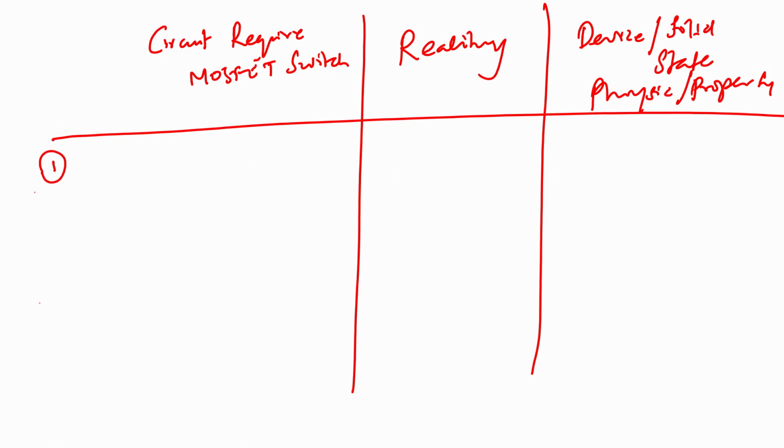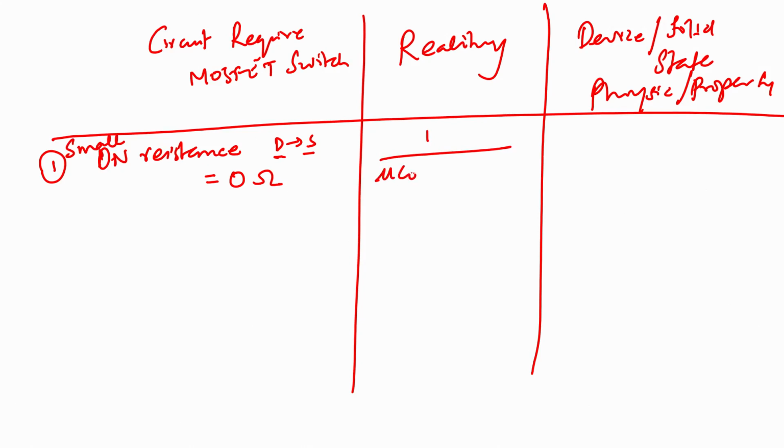So the first thing, what is the ideal property of a switch when the switch is closed? Let us say what is the on resistance of the switch, that is from drain to source. Since we are using MOSFET, we will just say drain to source. Now what we would really like is that this be 0 ohms. We are talking about small signal resistance. We would like it to be 0 ohms, but in reality it is 1 by mu Cox W over L into VGS minus VT, and I already elaborated upon each of these terms.